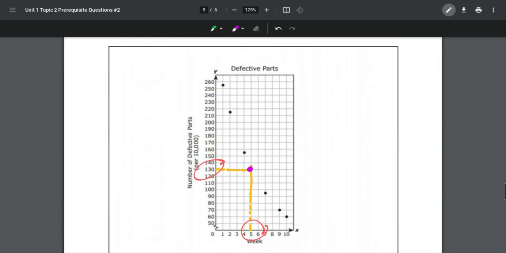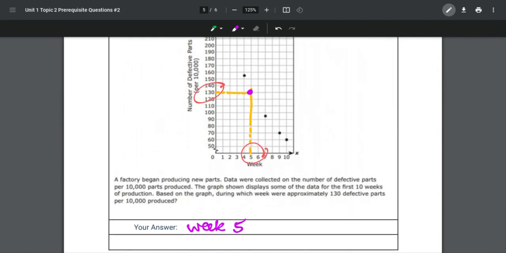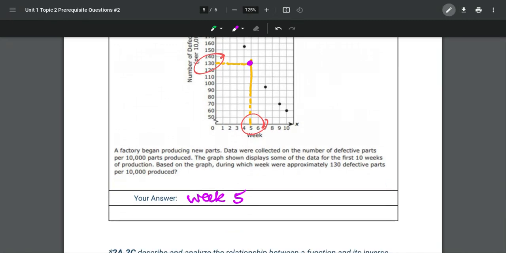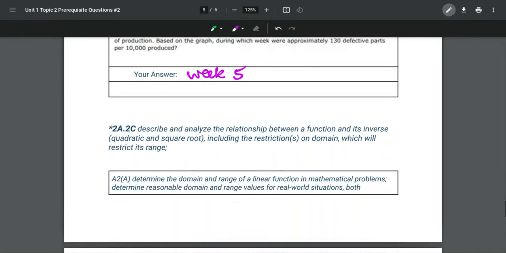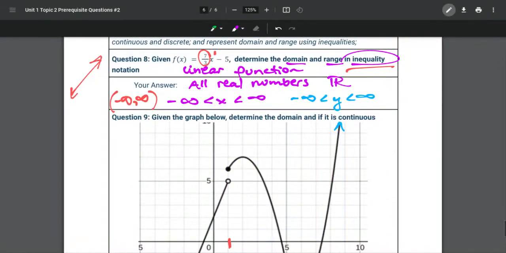All right, so this one, just like that. Week 5 is the answer. Okay, find 130, go to the graph, best fit, drop it down. All right, question number 8.